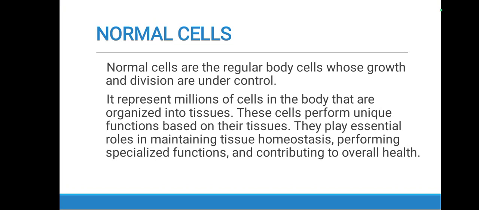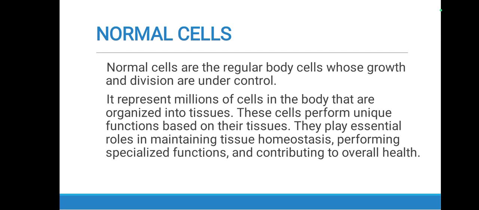First, normal cells. You all know that normal cells are regular in shape. They are having proper control. The cell divisions grow under control, and you all know that the cell is the structural and functional unit of life. From the cells, it forms the tissue, and from the tissue, it forms the organ system, and at last we get the different organs.